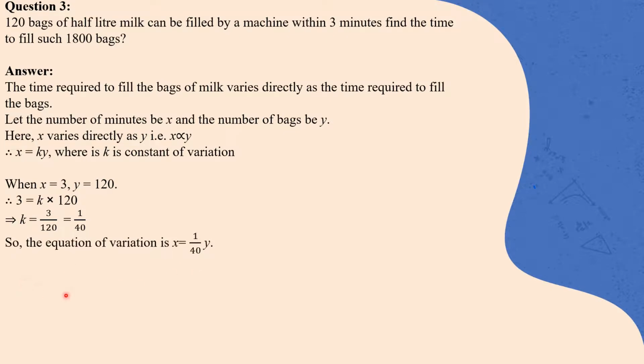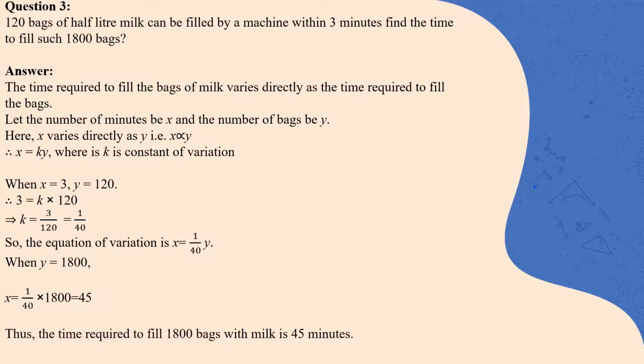Now, when y is 1800, we need to find the value of x. Substitute the value. So you have x is equal to 1 upon 40 into 1800, which will give you 45. Thus, the time required to fill 1800 bags with milk is 45 minutes.